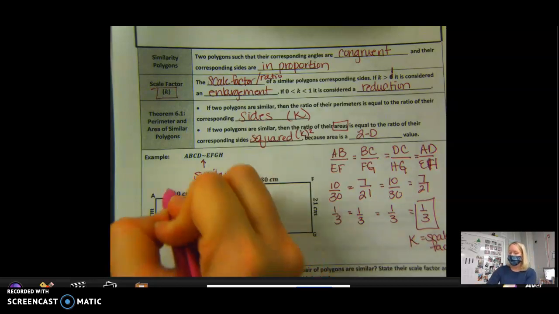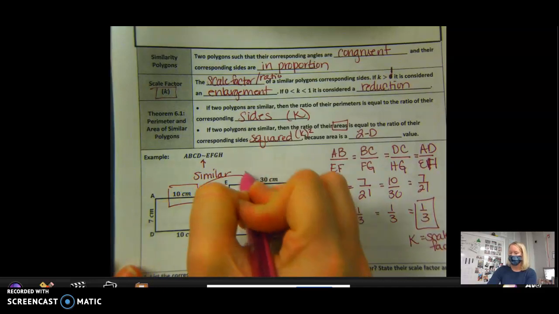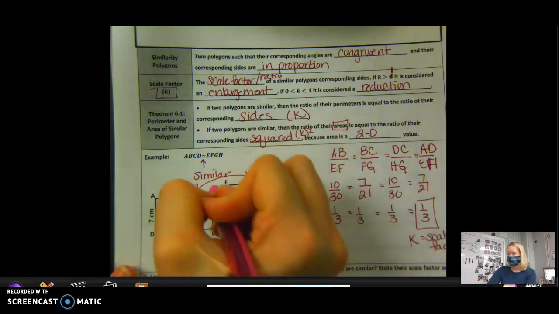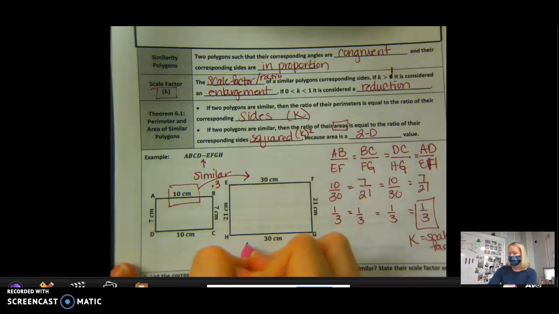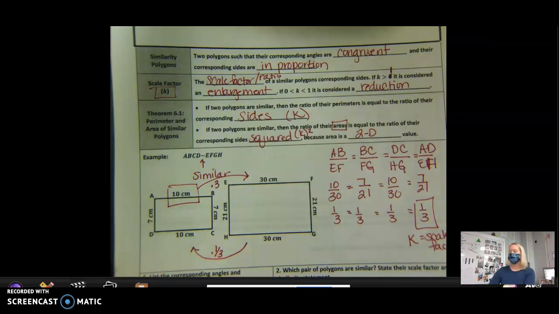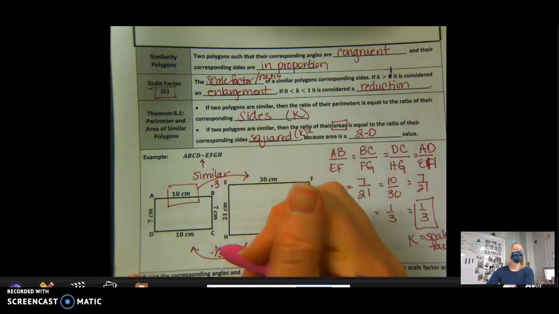What would I have to multiply this side by to get to that figure? What would I have to multiply this by to get over here? Times it by 3. But if I'm going from big to small, what would I have to multiply it by? 1/3. So the scale factor going from the big to the small is 1/3. The scale factor going from small to big is 3. Does that make sense? These will always be reciprocals of one another.